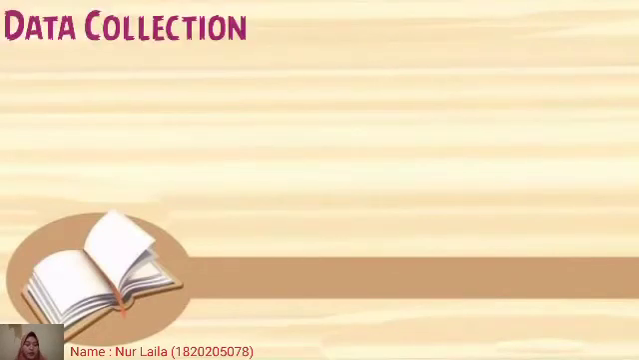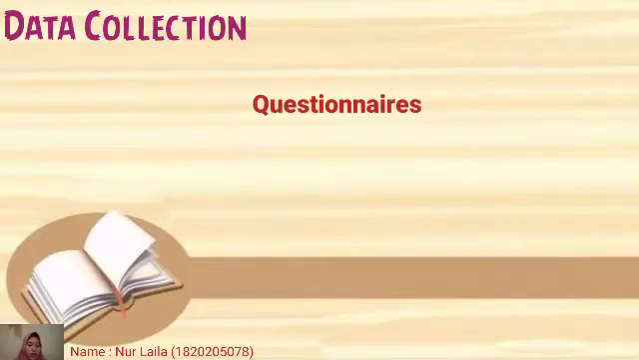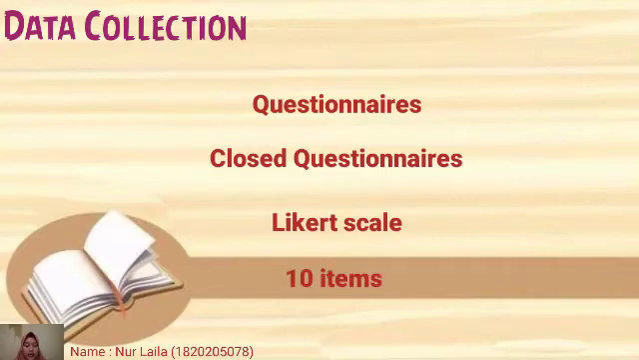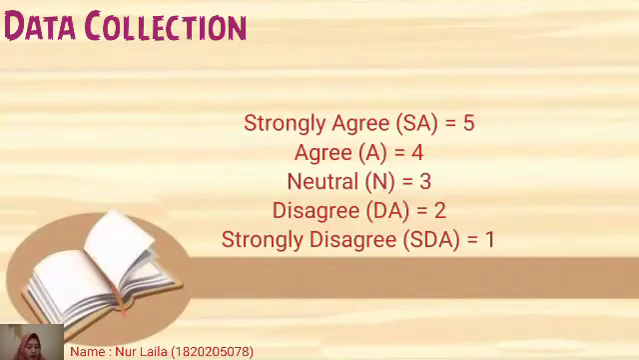Okay, and next is data collection. In this study, the researcher will use some instruments to collect the data. The first is the questionnaire. The type of questionnaire that the researcher will use is a closed questionnaire, in which the researcher has provided answers and the respondent only determines the answer from those already available or limited answers. In this case, the questionnaire format uses the Likert scale with 10 items, and the answer formats are strongly agree or SA, agree or A, neutral or N, disagree or DA, and strongly disagree or SDA.